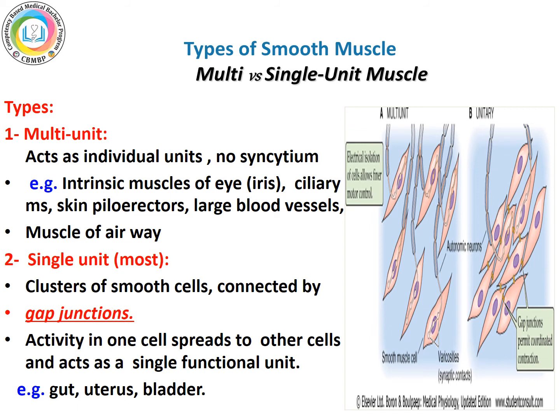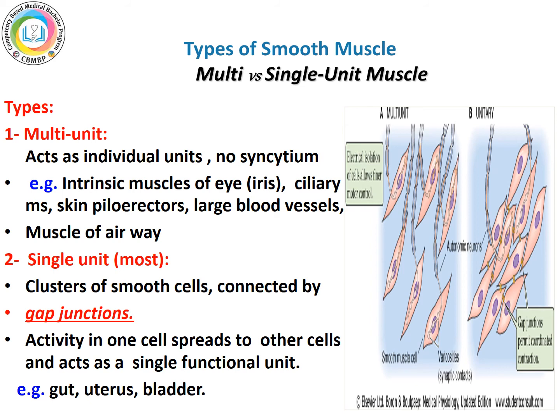Okay? The second type is single unit, and it is the most common type in our internal organs, or internal smooth muscles. This is about clusters of smooth cells connected by gap junctions, like in cardiac muscle. That's to say, activity in one cell spreads to other cells and acts as a single functional unit.